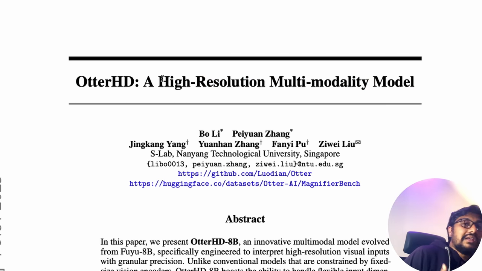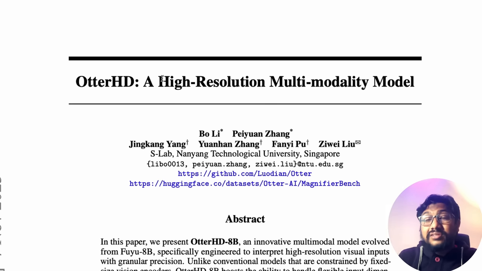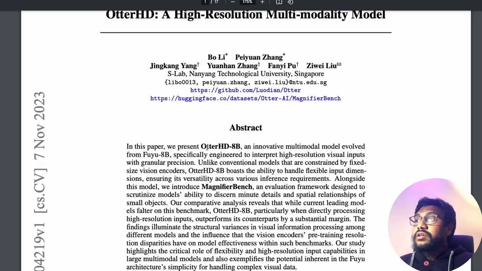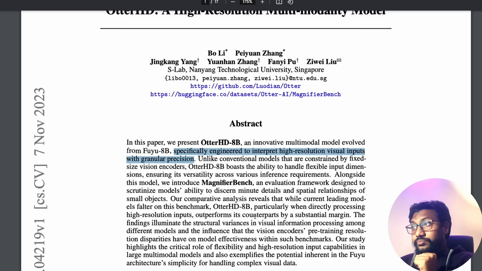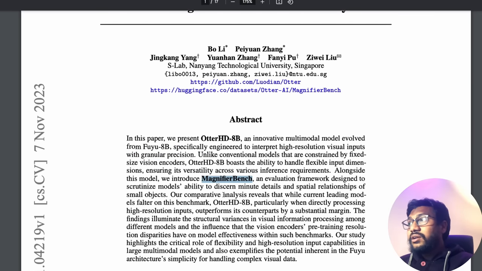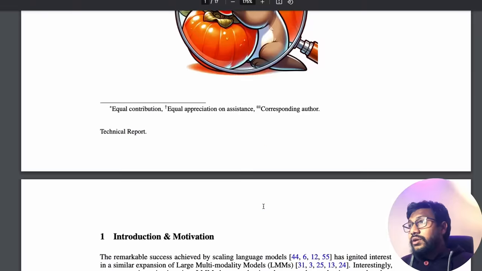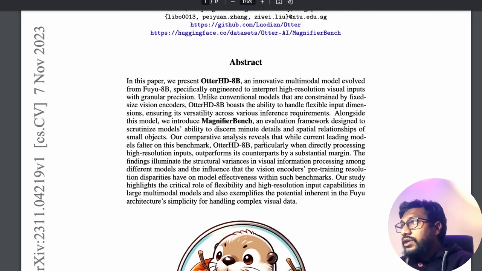OtterHD. Currently, the multimodal systems that we have are not necessarily built for very high resolution images. This paper is an evolution from Fuyu 8 billion parameter. So it's OtterHD 8 billion parameter, specifically engineered to interpret high resolution visual inputs with granular precision. They also introduced something called MagnifierBench, an evaluation framework designed to scrutinize models' ability to see the minute details and spatial relations of smaller objects in a picture. This is the picture that they have. There is a current bottleneck in existing systems based on the visual encoder, so by changing that, they have managed to do this for high quality input.